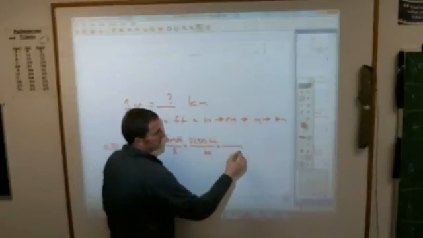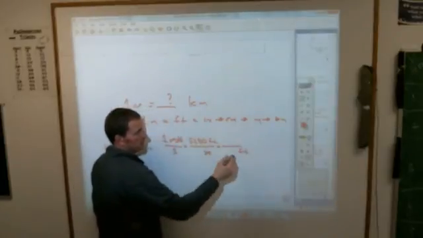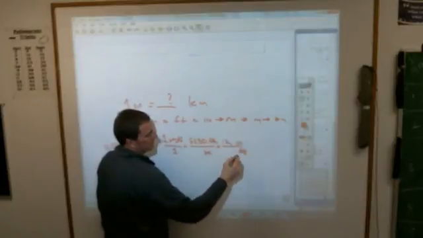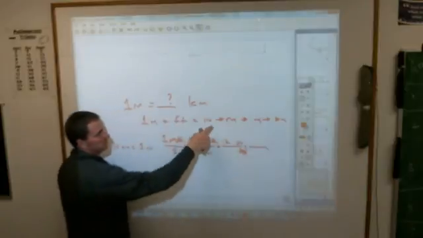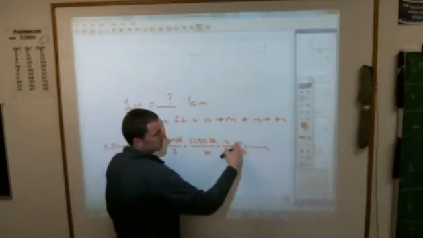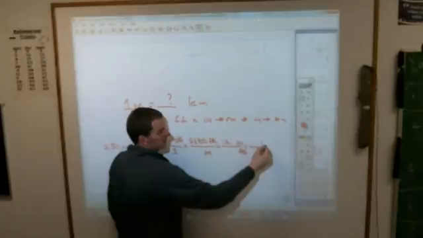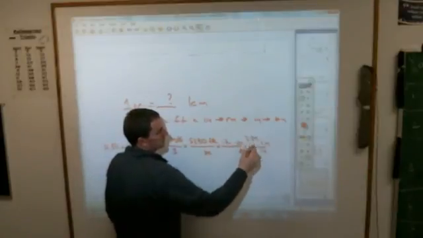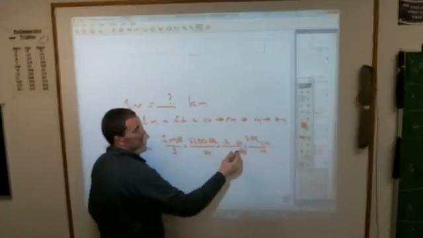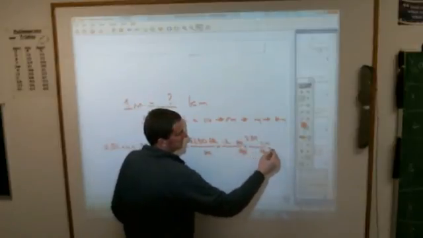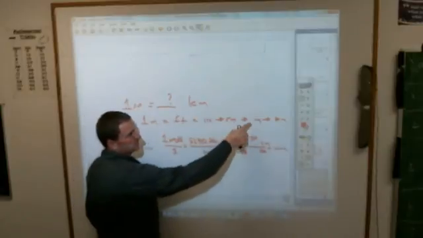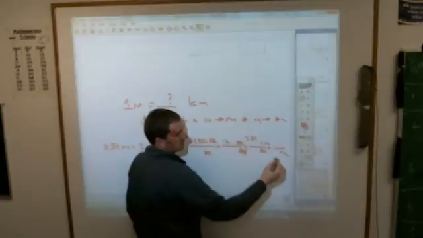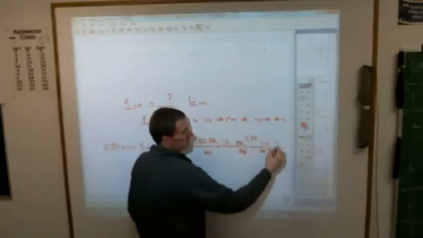Now I'm gonna change my feet into inches. How many inches are in a foot? 12. Now I'm gonna change inches into centimeters. Where does inches have to go? On the bottom. How many centimeters in an inch? 2.54. So now I've changed the whole thing into centimeters. Now I'm going to change centimeters into meters. How many meters in a centimeter, or centimeters in a meter? 100 centimeters in 1 meter.